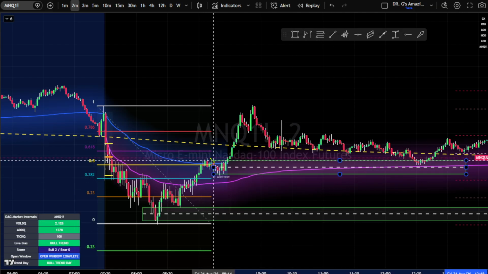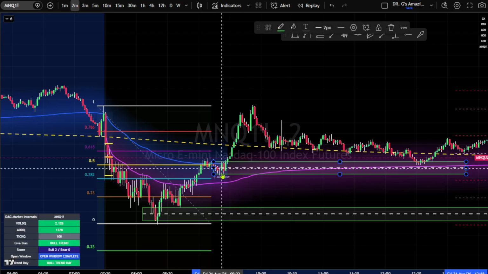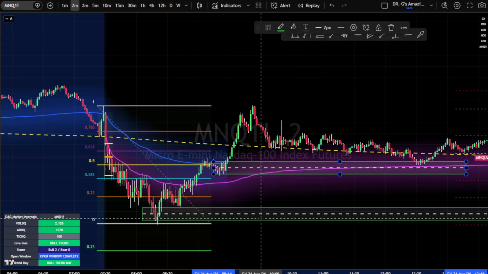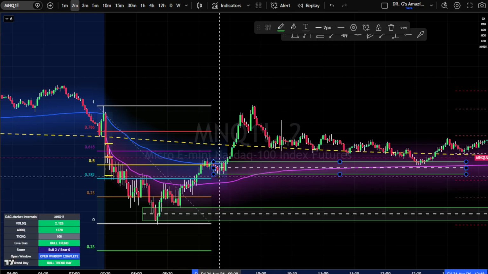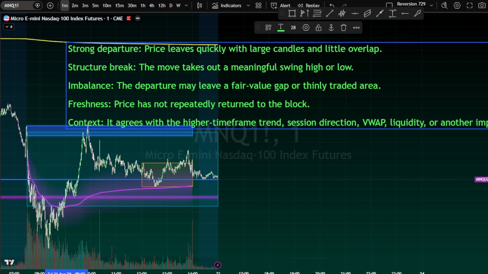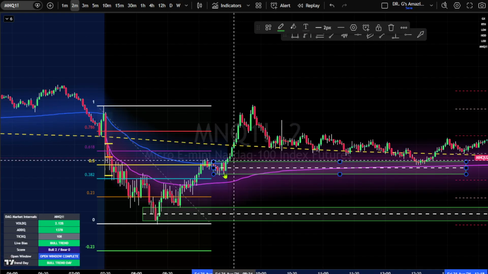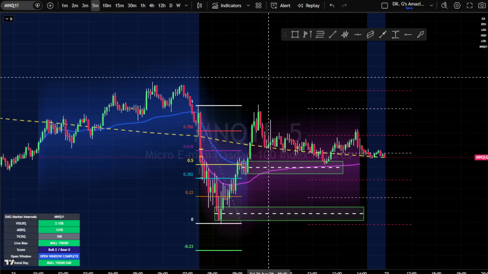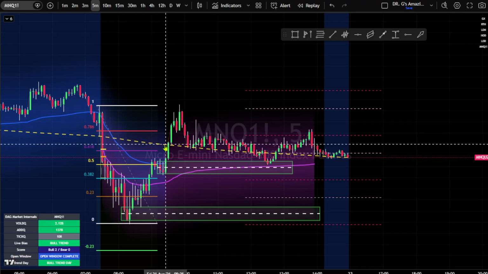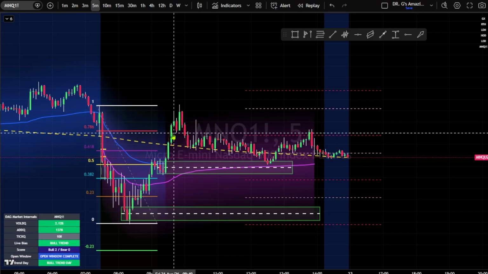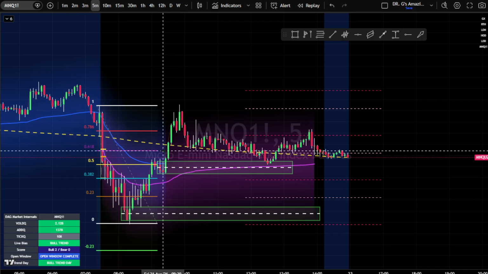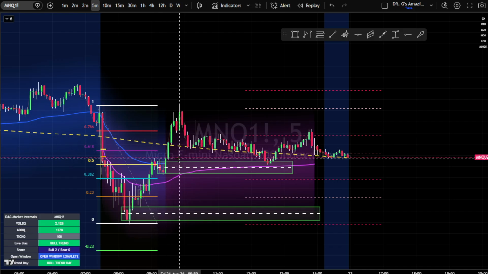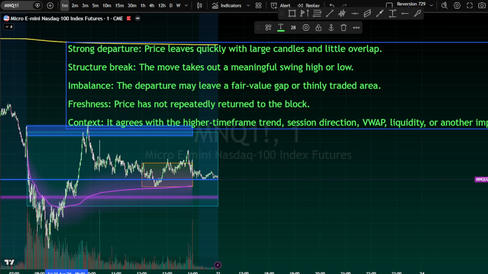Okay, and I'm going to narrow that down to this red candle right through here, even though that's not a ton. Okay, and then here's your sharp move up. Remember, with departure we may leave fair value gaps and thinly traded areas. That's what this one did right through here. If we went out to the 5-minute, we could certainly see that there are 3 value gaps. One here, this one's mitigated, but this one is still here to the start right here.